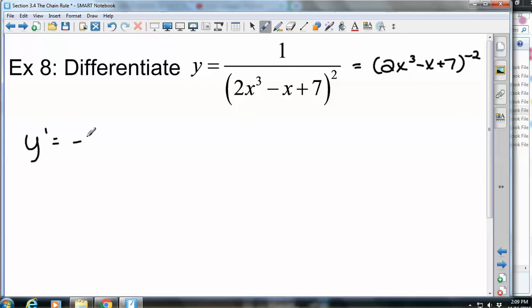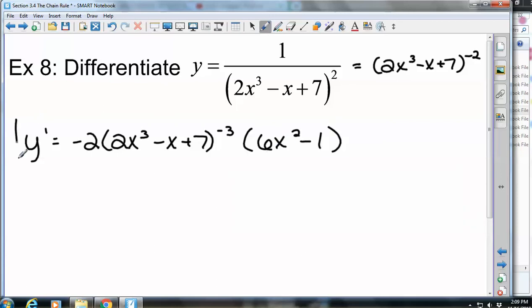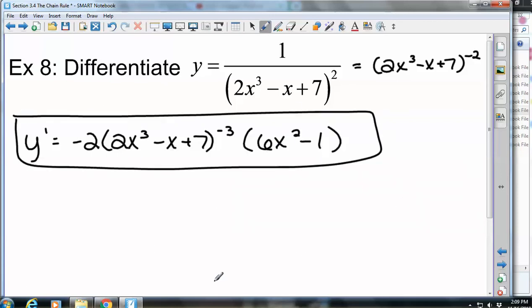So then we have -2 times 2x cubed minus x plus 7 to the -3 times derivative of the inside, 6x squared minus 1. Again, if you wanted, you could run the -2 through that second parenthesis, but you don't have to. Alright, let's try 1 or 2 uglier ones and then we'll probably stop for the day.